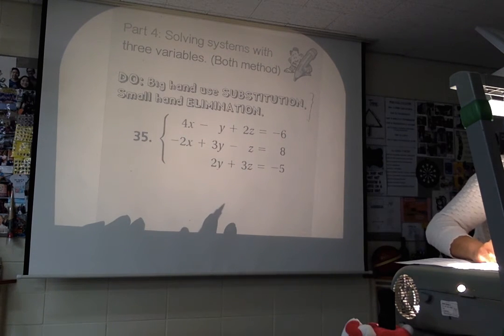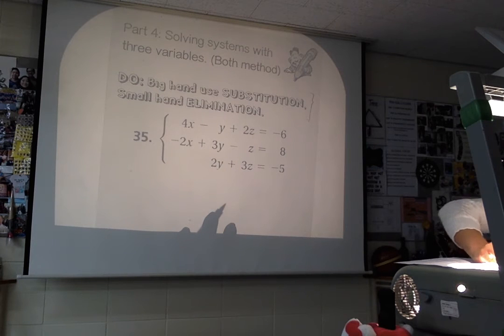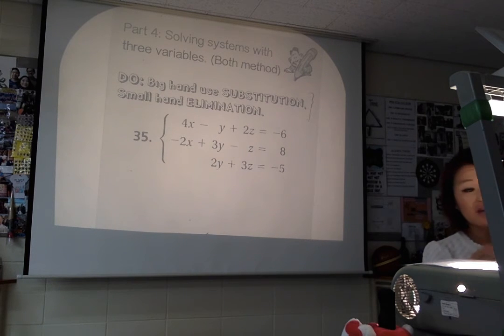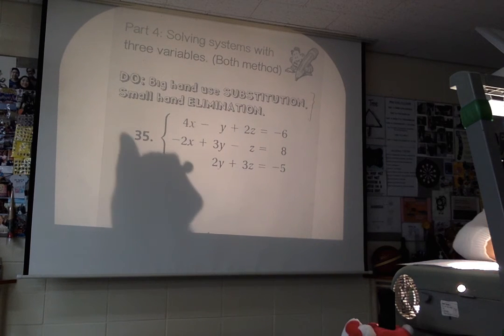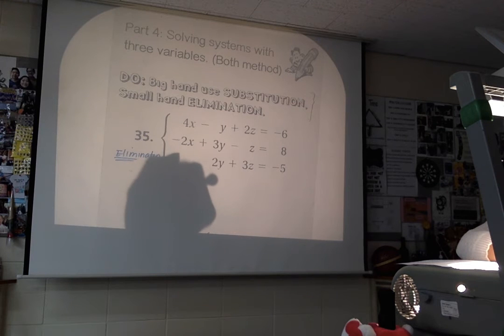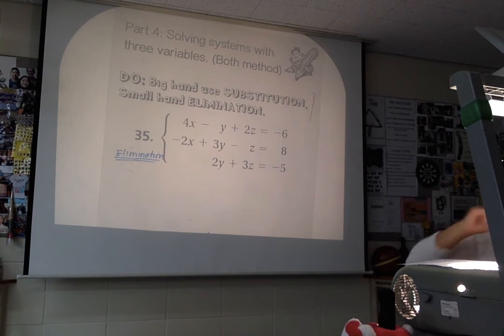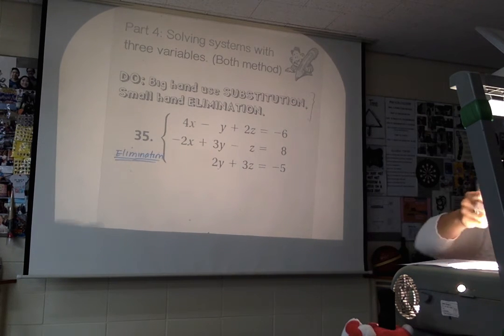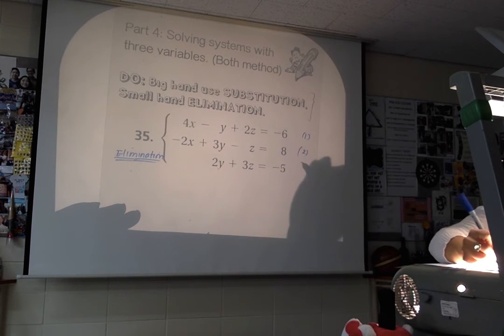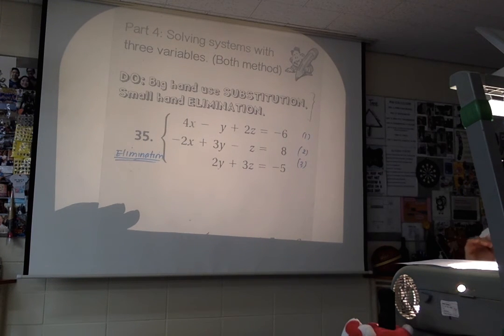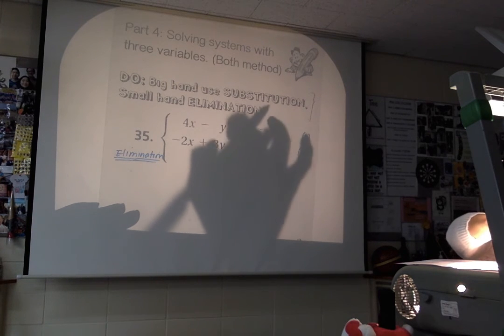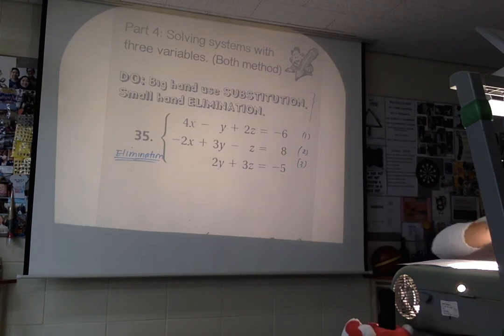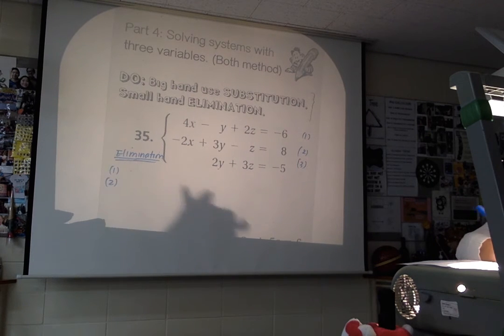I was going to have you try both methods, but you'll see that if you try substitution, it's going to be kind of tough because substitution creates fractions. So you look at this and you're like, well, I'm going to use elimination. So let's do it by elimination again. Which equations do you think you're going to use? Let's check, okay? So here's equation 1, 2, and 3. We're going to get rid of, let's see, which equations? Let's try 1 and 2, okay? We're going to rewrite it.